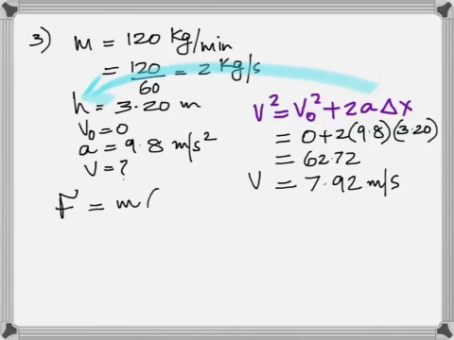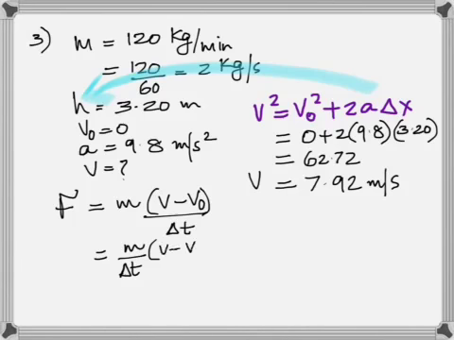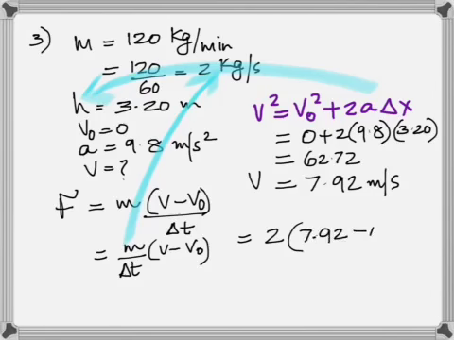And then you can use the formula for force, which is m times (v minus v naught) by delta t. Plug in the mass per second. So remember that's m by delta t, which is 2 kilograms per second. So 2 kilograms per second is m divided by delta t. And multiplying that, you get 15.8 newtons.